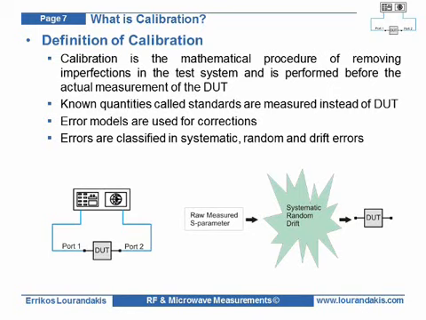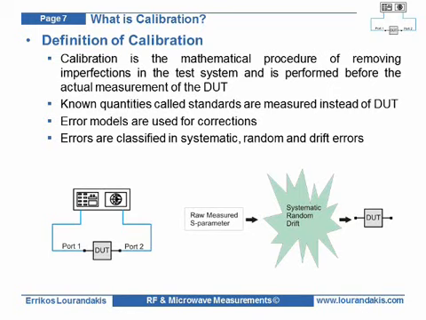Systematic errors are due to hardware limitations of the network analyzer itself, such as coupler directivity and impedance mismatch at the load and source terminals. These errors are systematic and can be removed by calibration.